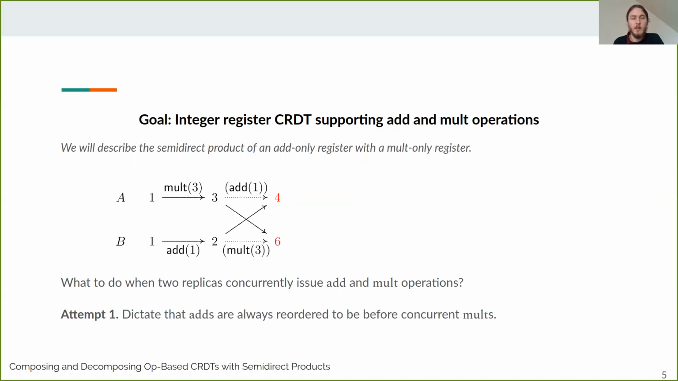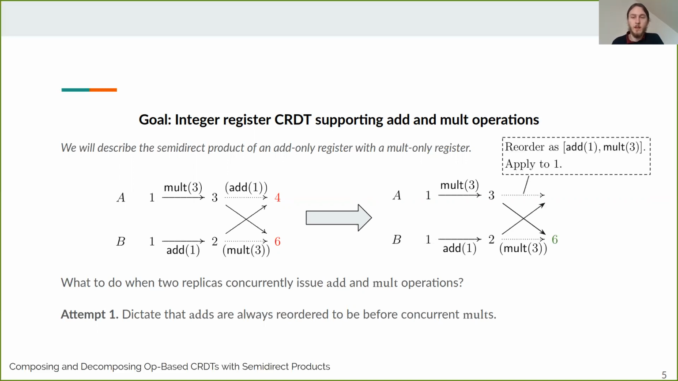So for our first attempt, let us dictate that when replicas receive concurrent add and mult operations, they'll internally reorder them so that they apply the adds before the mults. So in this example, when replica B receives the operation mult3 from A, they say, okay, this mult and add are concurrent, but I've done the add first like I should, so I'll just apply the mult3 naturally and get 6. And when replica A receives the add operation from B, they say, whoops, I did these in the wrong order. I need to undo my mult, reorder the operations to be add then mult, and then apply that to my initial state of 1. And so A also ends up in state 6.